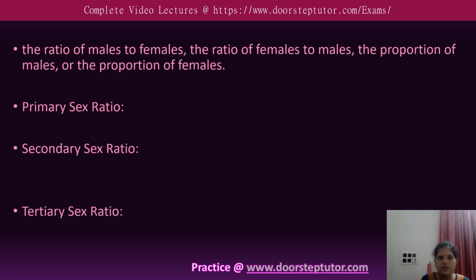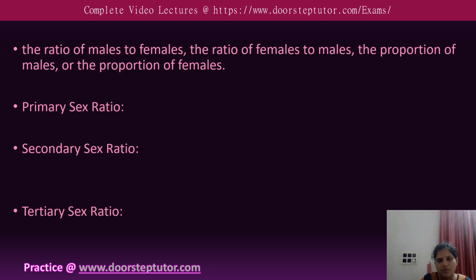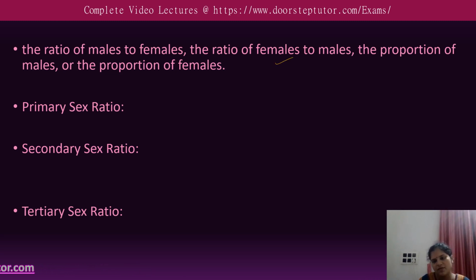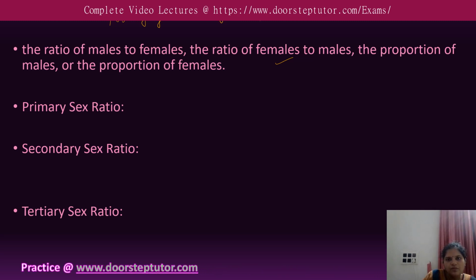if we talk about the sex ratio, it is the ratio of males to females. Sometimes it is the ratio of females to males, and in some other ways we calculate the sex ratio as the proportion of male and female population to the total population. But in the Indian context, it is calculated as the number of females born per thousand male population.